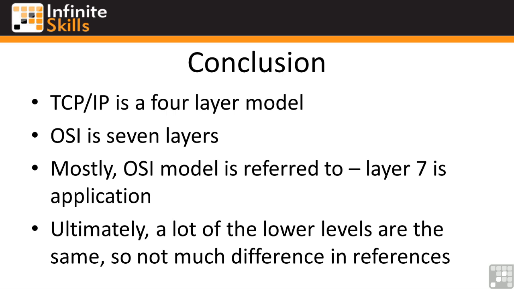So TCP/IP is a 4-layer model and OSI is 7 layers. Mostly when you hear people talk about the different layers in a network stack and they start talking about protocols and how they're broken apart and they refer to different layers, they're really referring to the OSI model. And the way you know, for example, is that layer 7 is the application layer, and the OSI model is the only model that has the 7 layers. So if you start hearing somebody talk about a layer 7 thing, then that's definitely the OSI model because the TCP/IP model doesn't have 7 layers. Ultimately, a lot of the lower levels are the same, so there's not a lot of differences, and you don't really hear a lot of people talk about layer 5 and layer 6 anyway. So the application layers for most purposes would be discussed in kind of the same way.